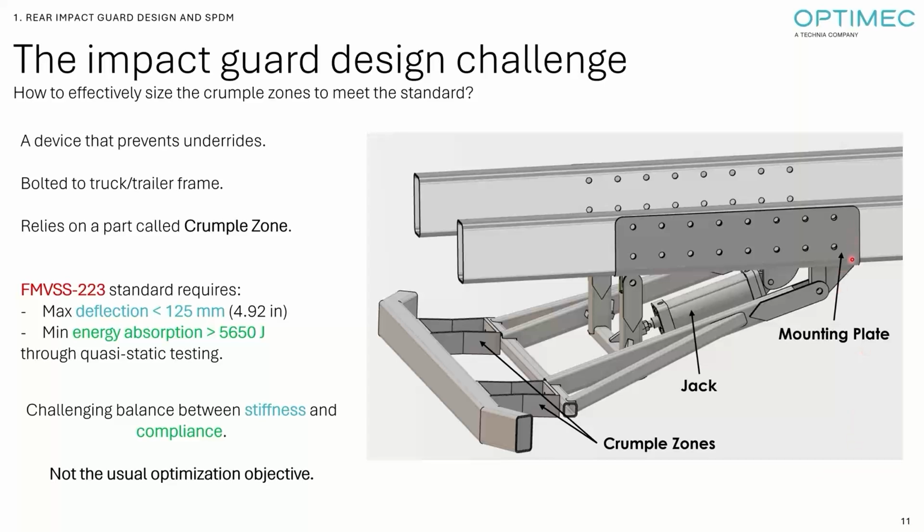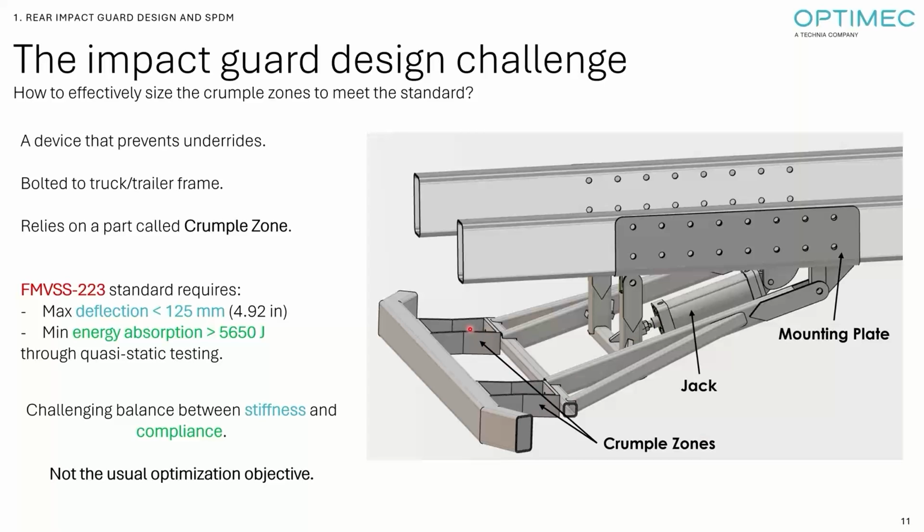The mounting plate has to be strong enough to sustain and attach the rear impact guard to the structure, but it must not vibrate when the truck is driving. We have to choose and size a jack which is powerful enough to deploy the system. And maybe the most critical part is the crumple zones.